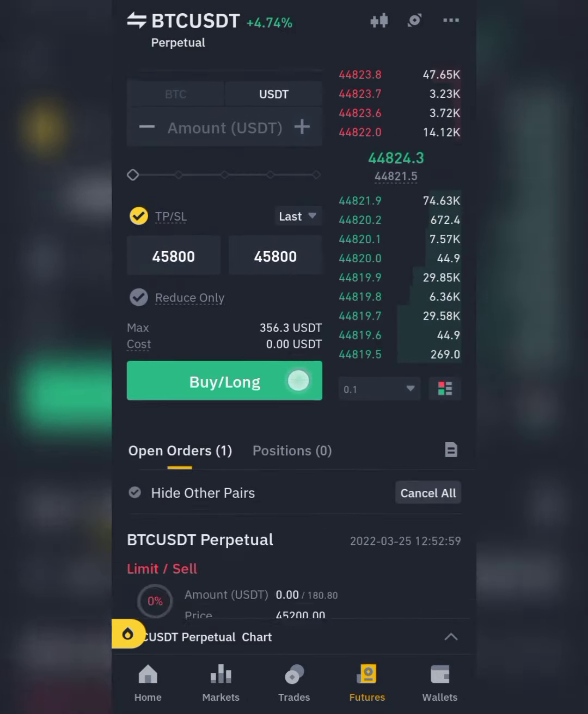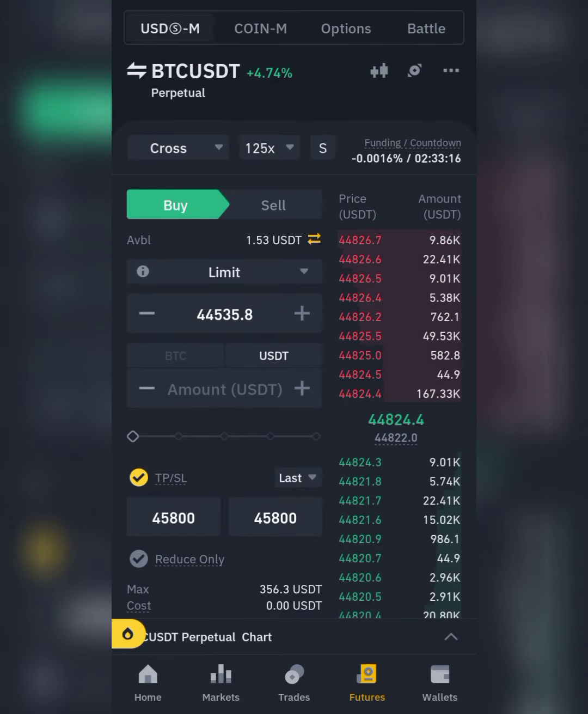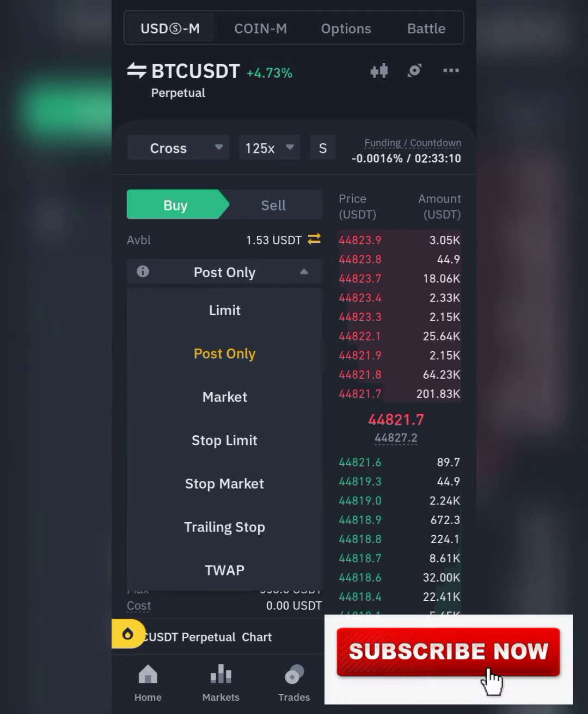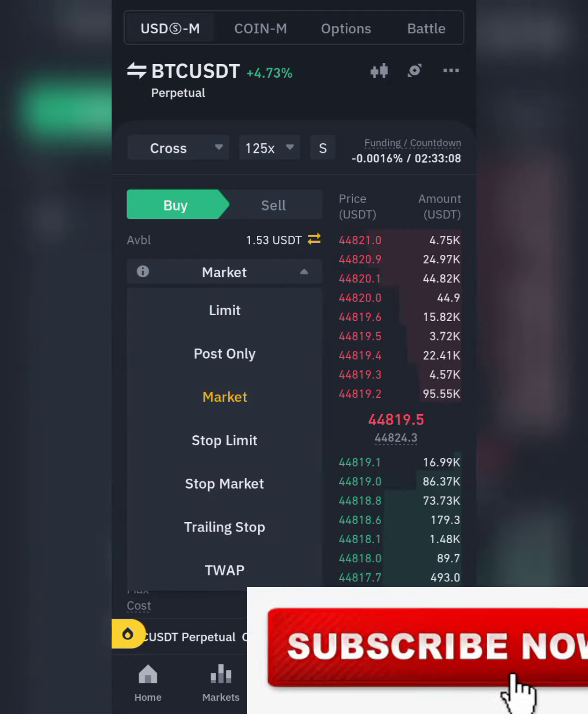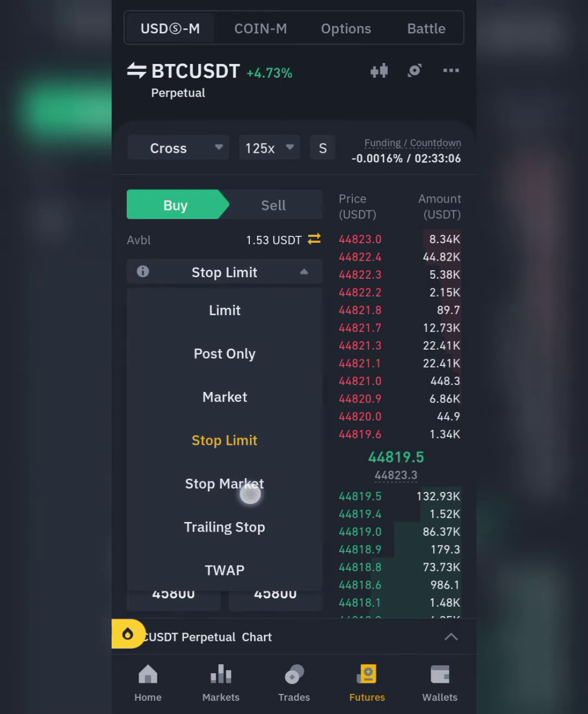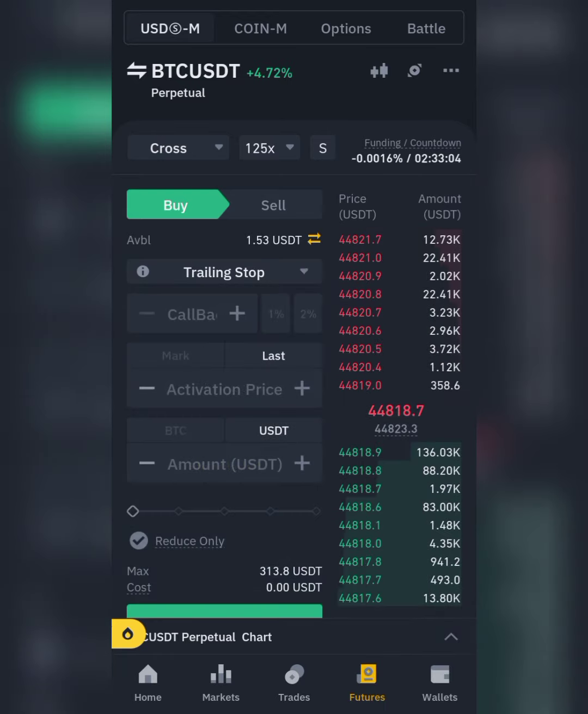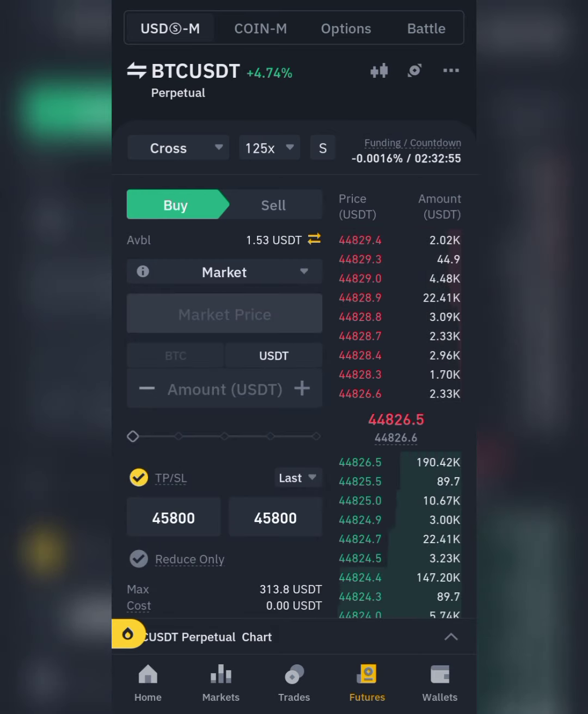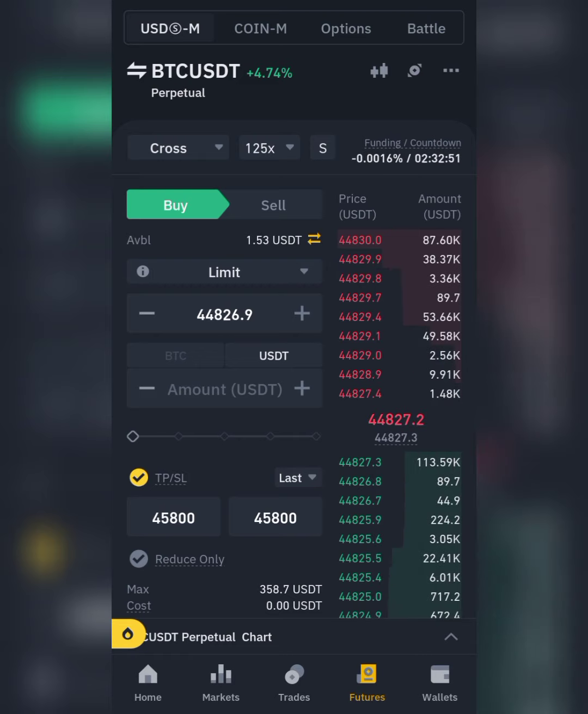To place a trade, you can use different options. You can use the limit, post only, the market, stop limit, stop market, your trailing stop and your TWAP. The most frequently used here are the limit and the market. When you buy at a limit price, you are telling Binance that you do not want to buy at the current market price.